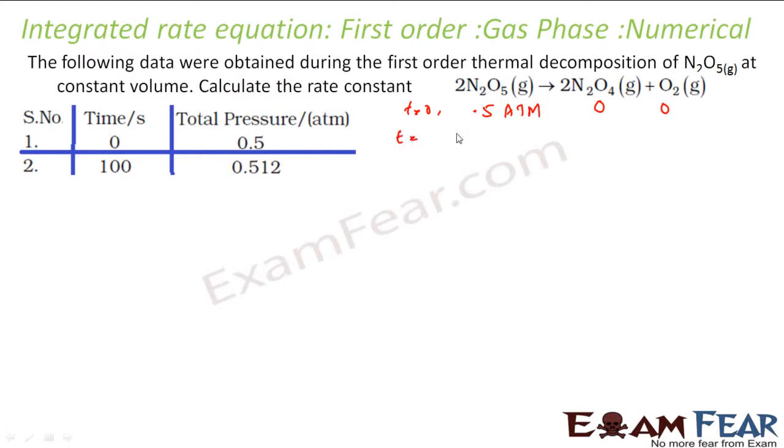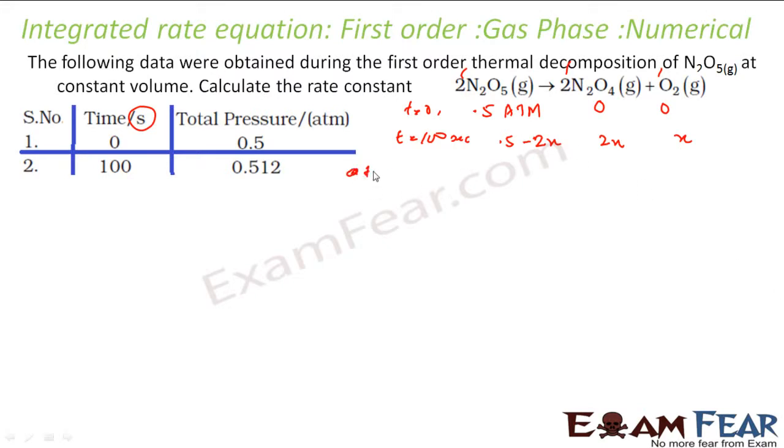At t = 100 seconds, please note, take care of units, they are very critical. This will be, let's suppose, 0.5 minus 2x, because there is a stoichiometric coefficient of 2. If 2x moles of N2O5 is used, then 2x moles of N2O4 will be created, and x moles of oxygen will be created. Correct? This is 2, this is 2, and this is 1. So this is 2x, this is 2x, this is x.